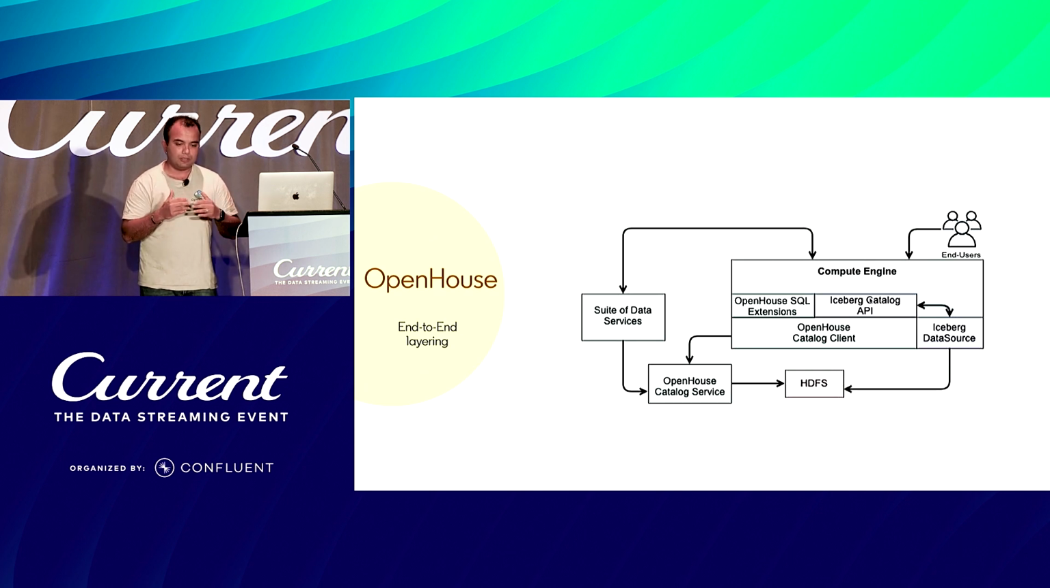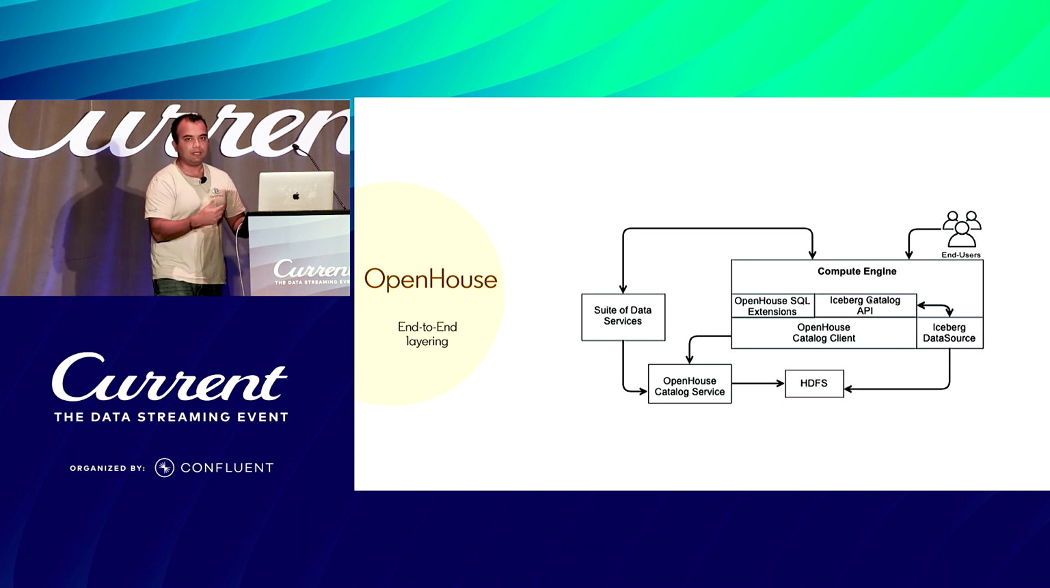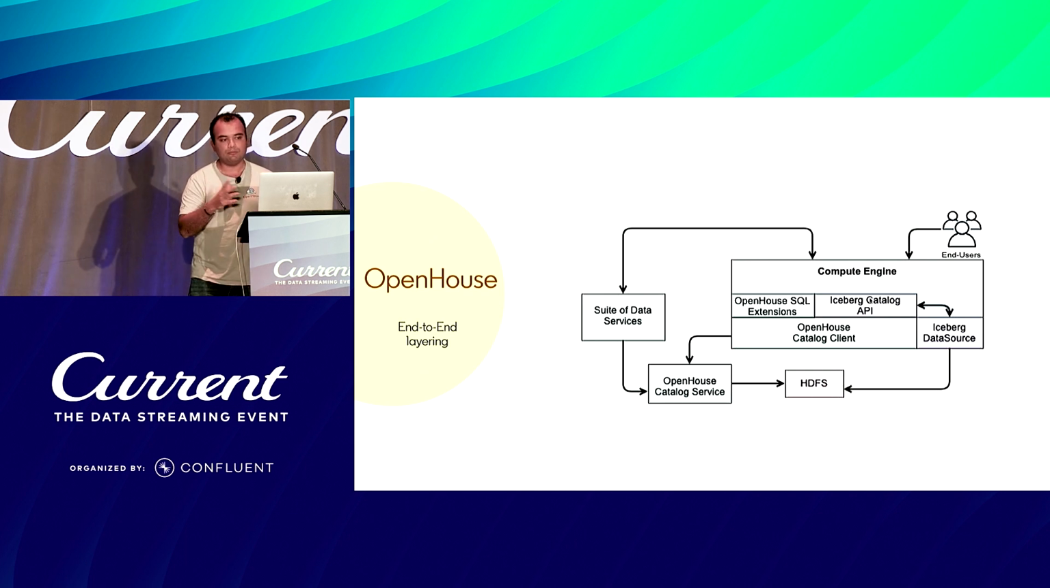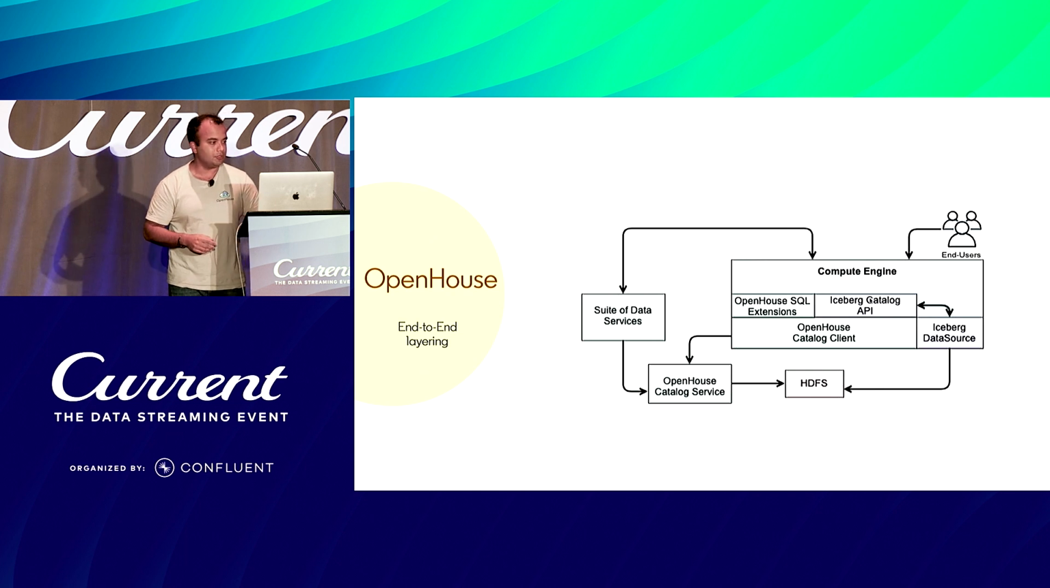The other key part is that this is interoperable, so you don't need to keep implementing that every time there is a new engine. And the other part is the suite of data services, which essentially uses compute engines and the catalog service to make sure they can run the maintenance jobs.